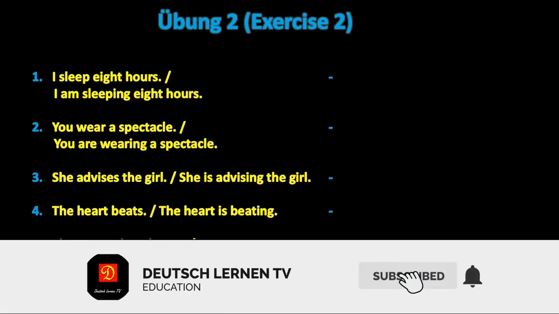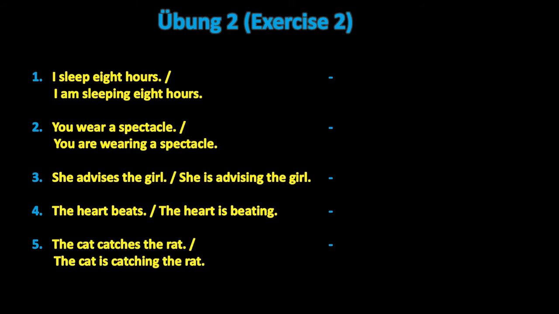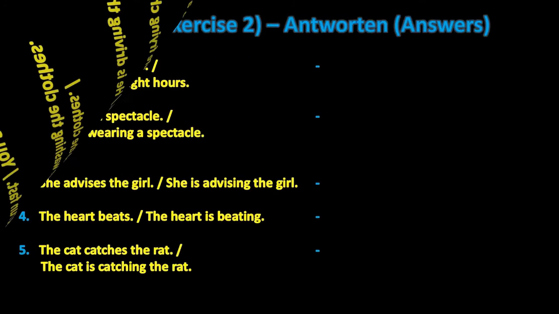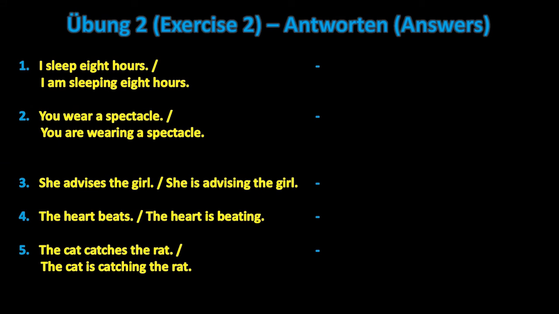Okay, hope you can remember how we made sentences in the previous lessons. So, this is for you to try. There are 10 sentences to translate into German. Übung 2, exercise 2. Well, let's check whether you are correct. Übung 2, Antworten. Exercise 2, answers.